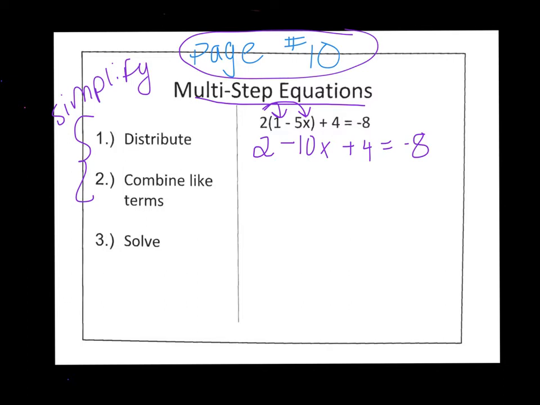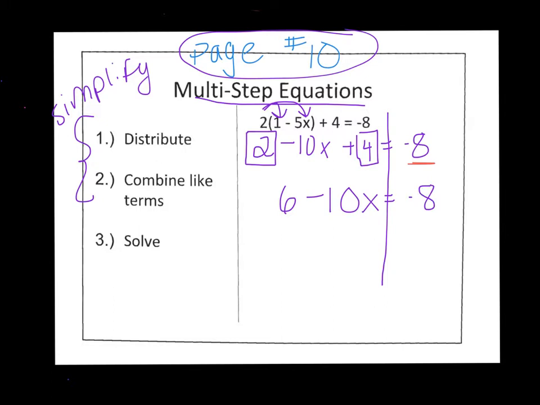Then after we distribute, we're going to combine like terms. So the like terms that I see are the 2 and the 4. Like terms have to be on the same side of the equation. So negative 8 is not a like term because it's on the other side of the equation. So when I combine 2 and 4, I get 6. I bring down the negative 10x, and I write the rest of the equation down. Now this looks like a two-step equation that I can solve.